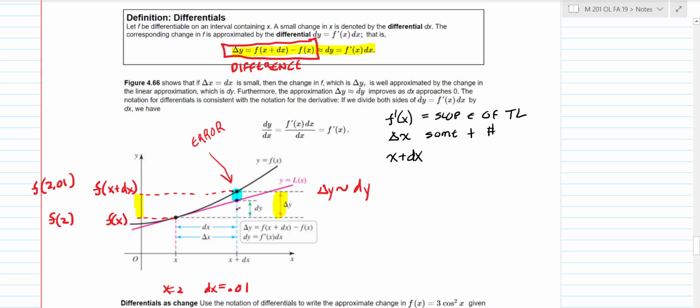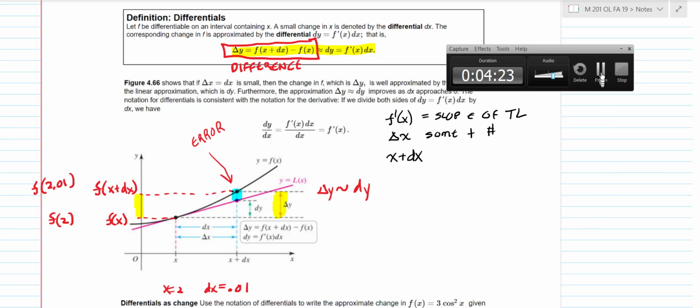So this is saying, okay, this little piece here, this delta y, is close to dy, which is the same thing as f prime of x times dx. That's kind of the idea, and where this formula comes from. That difference approximates dy, so it's equal to f prime of x dx. That's the idea.